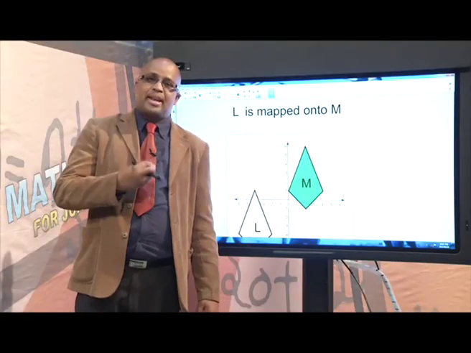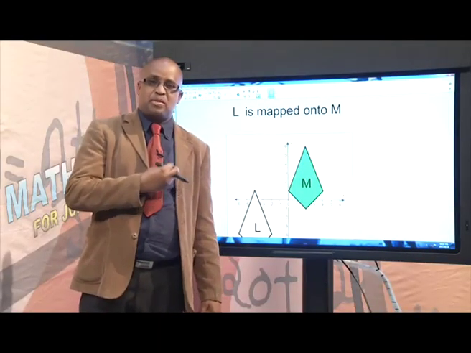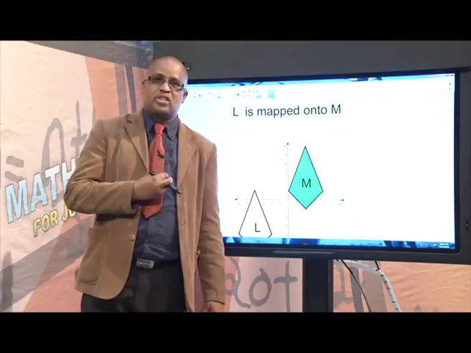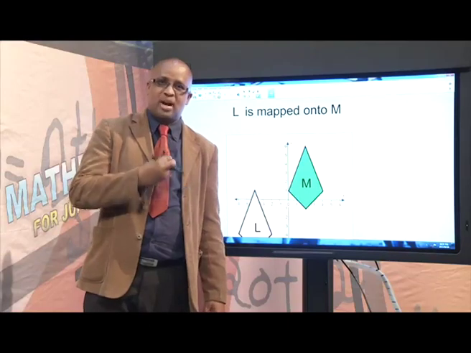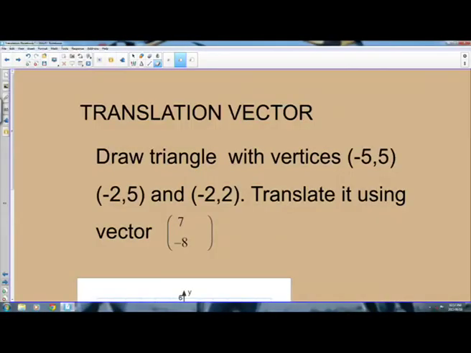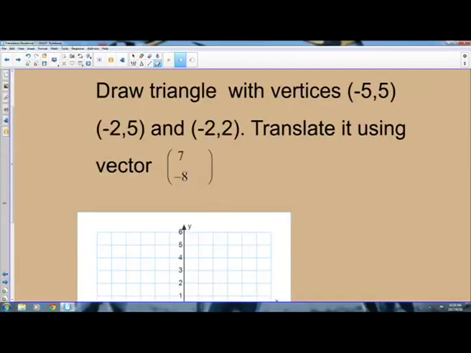Thank you. Let us have a look at the example that I have with me on the board to elaborate more on this. It will help you understand. It will even help other students back home to understand this topic further. The example says, draw a triangle with vertices negative 5, 5, negative 2, 5, and negative 2, negative 2. So these are the vertices of the triangle that we are going to draw.